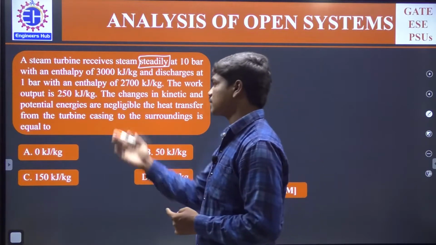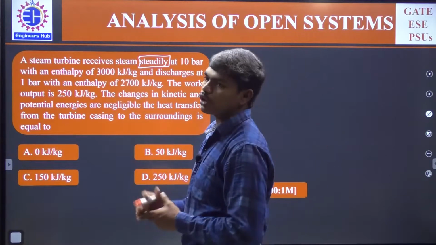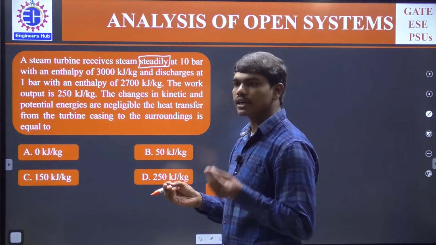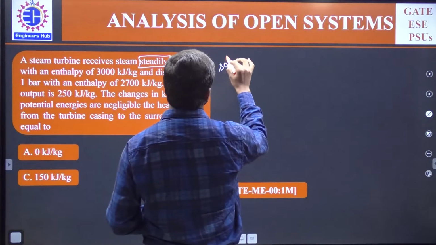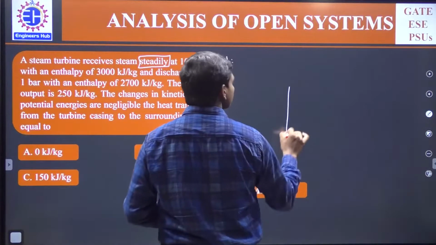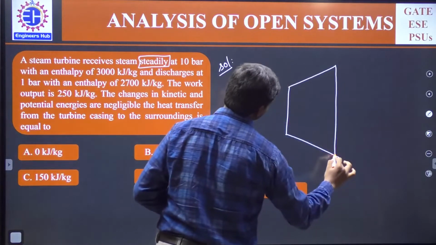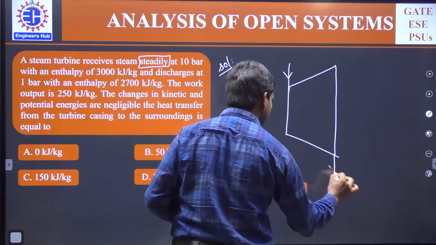We need the heat transfer from the turbine casing to the surroundings. So basically, this turbine is operating under steady state, and turbines are generally open system devices where mass and energy interactions can take place. If you try to draw a turbine here, generally in turbines steam expansion takes place. Let us suppose some input is here and some output is here.